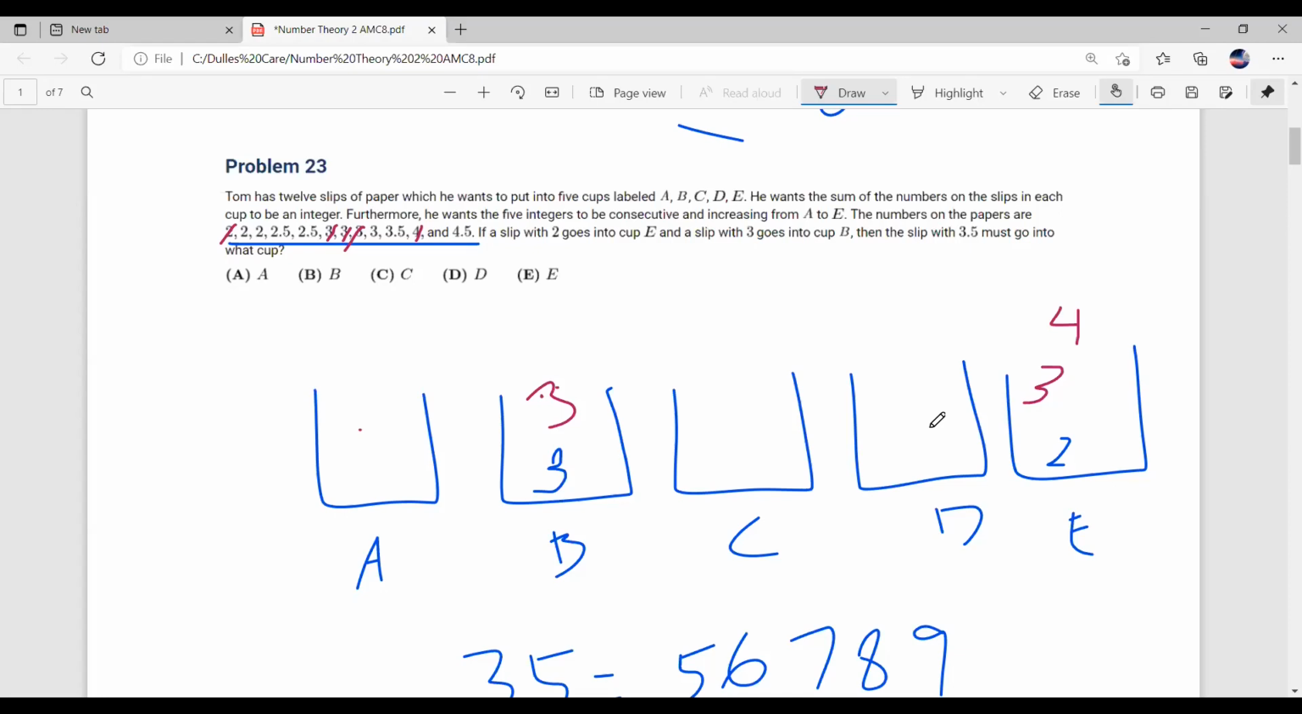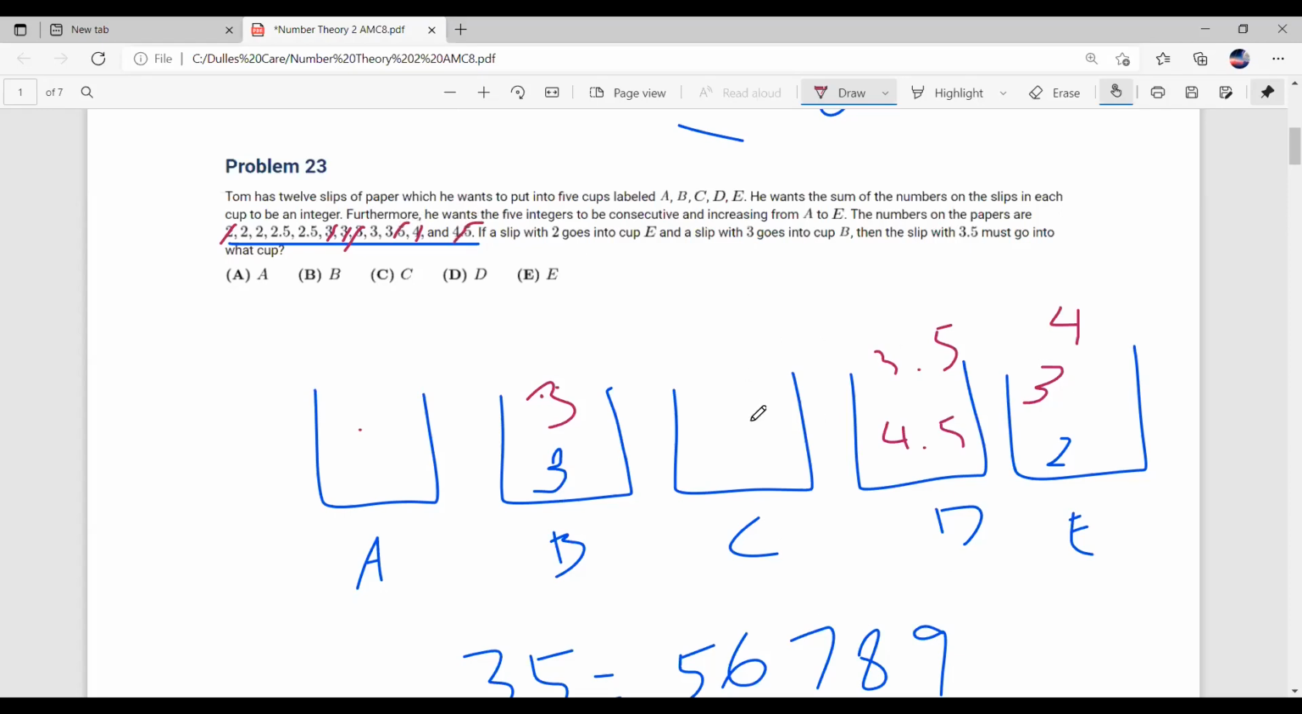Well, sure, we can get 2 and 3 and 3. However, in our case, we've already used up all the 3's except for 1, so we can only use 1, 3 in our case. So let's look at this. Now let's just do 4.5 and 3.5. So 4.5 is here and 3.5 is here. Now let's cross off 3.5 and 4.5.